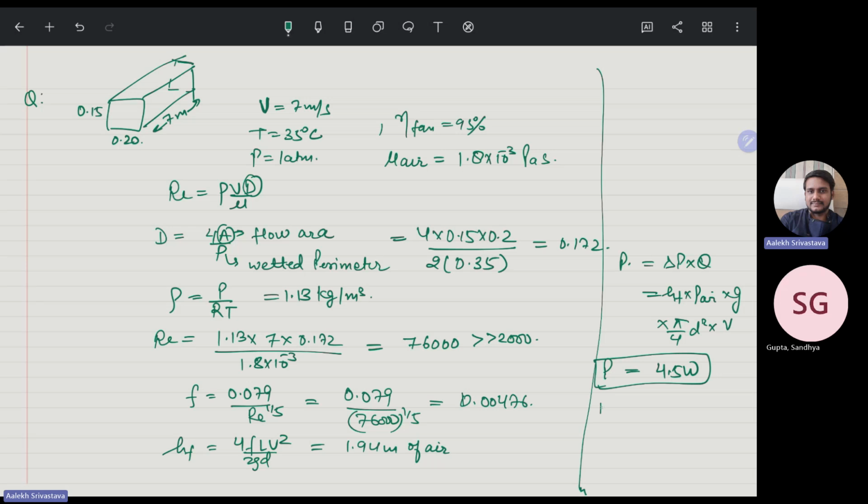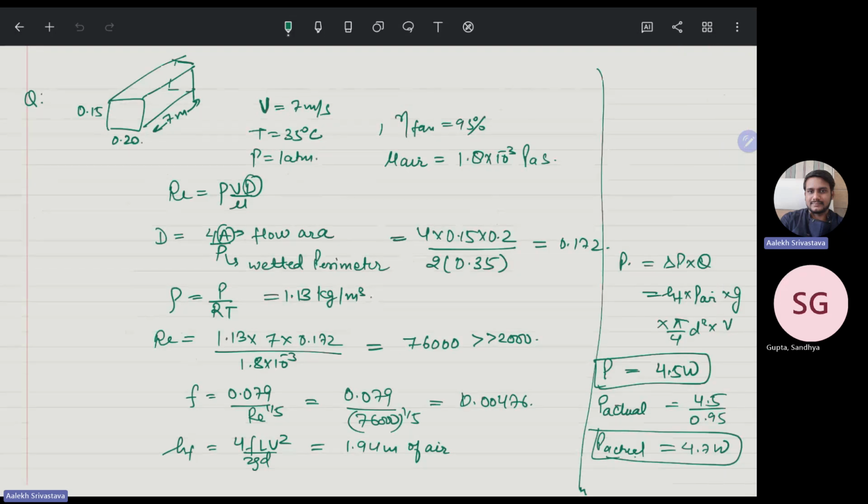Now efficiency of the fan is given as 95%. Therefore, actual power that is required is 4.5, the ideal power, divided by 0.95. So you will get 4.7 watt. That is the actual power. So I hope this solves your problem. Today we have solved many problems, and please solve the questions before the exams.